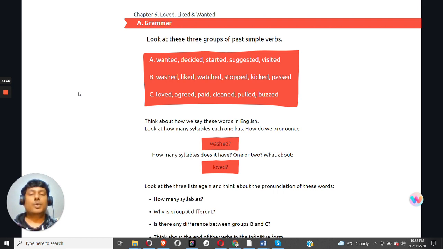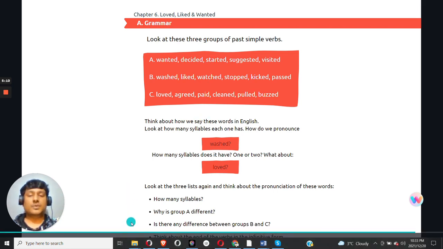Okay, now, why is group A different? That is the next question we are asked. So the reason why it's different, I want you to pause again and answer this, and I'm going to give you the answer when you come back. Okay, welcome back. So why is group A different? And the reason is because there's a mixture of syllables in the sense like wanted is 2, decided is 3, started is 2, suggested is 3, visited is 3. So there's a mixture of 2 or 3 syllables.